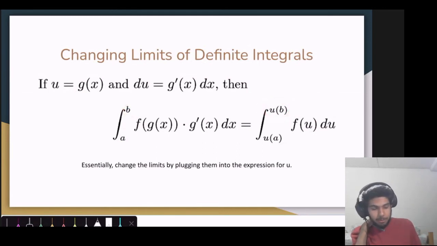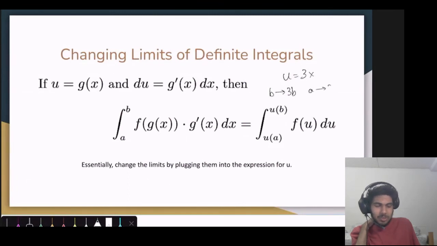So that just means if we say like u equals 3x, then we change b to 3b and a to 3a. So we're just plugging in our limits into our function of u. Very, very simple thing. We essentially change the limits by plugging them into our expression for u. This is much simpler than it looks on this page. It's just one extra step to worry about, and it's a very easy step.